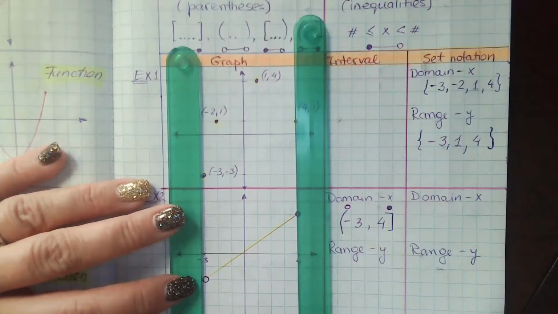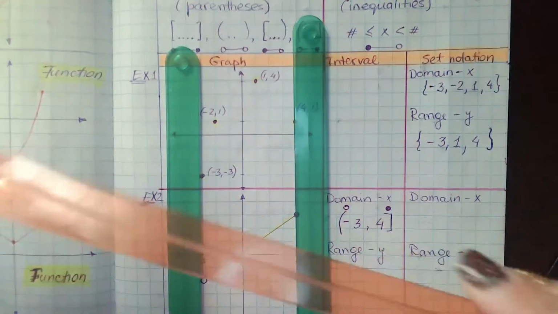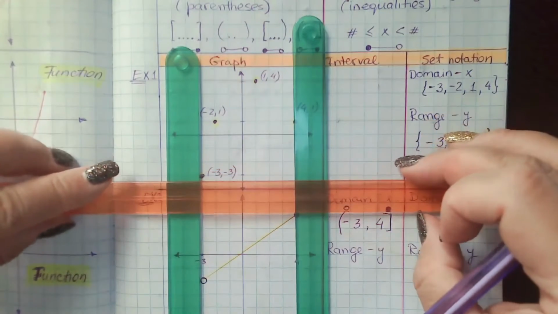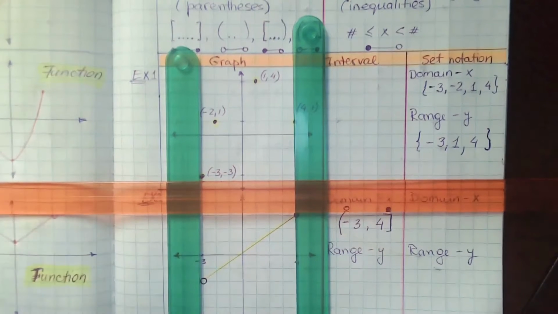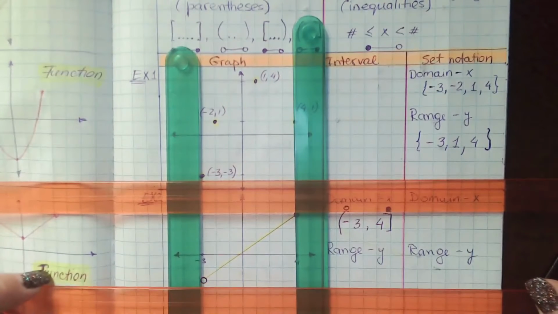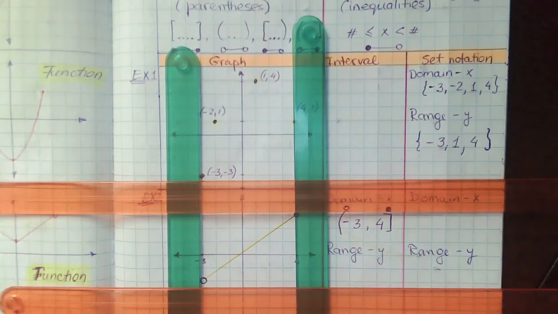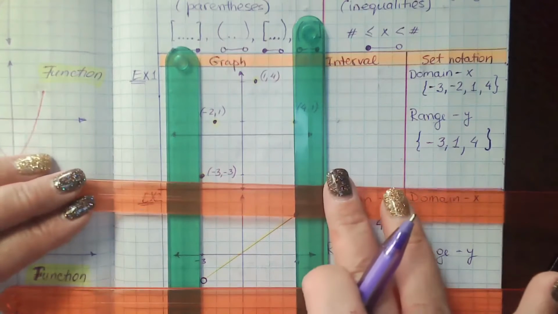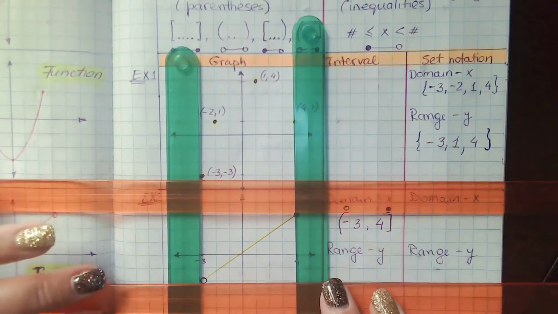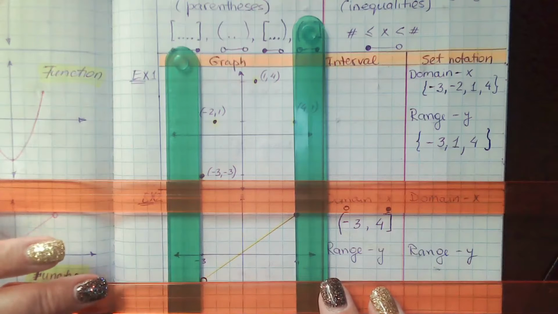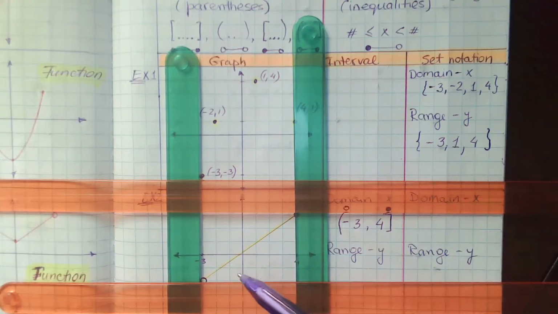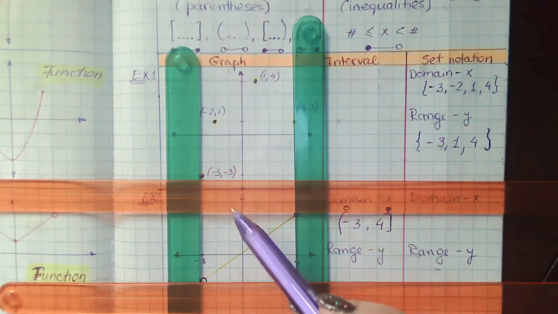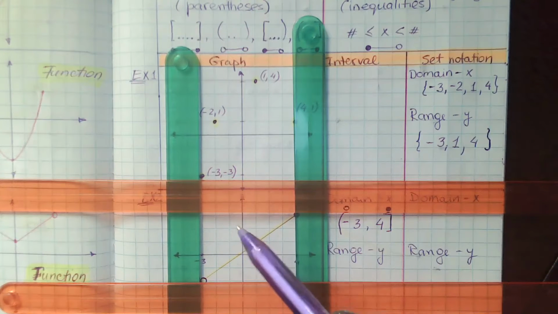So that was the domain. When I go to range, I have to look at the possible values for y. So the range is the possible values for y. And they have to be listed from least to greatest. In other words, from smaller to bigger, from the bottom to the top.